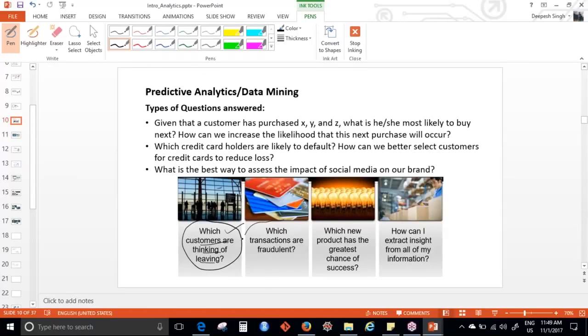Which bank transactions or which financial transactions are fraudulent? So the transactions have been made. Now you have to identify which of them are fraudulent. And this is not easy, right? Because obviously a fraudulent transaction will not tell you that it is fraudulent. You'll have to find some process wherein you can do this.